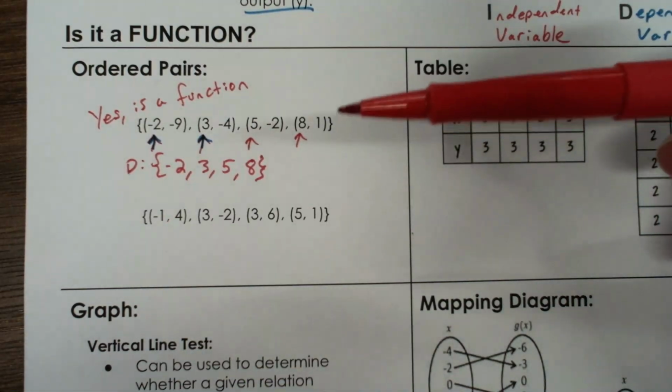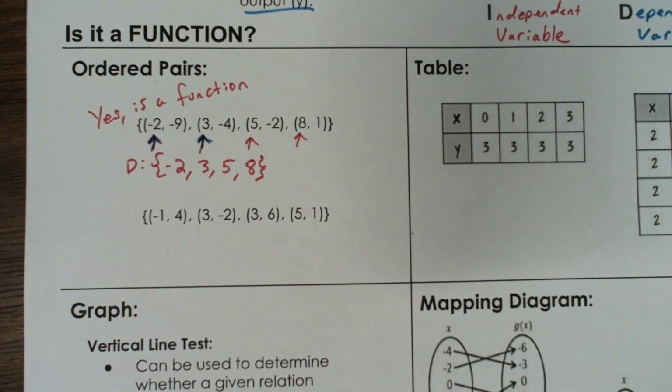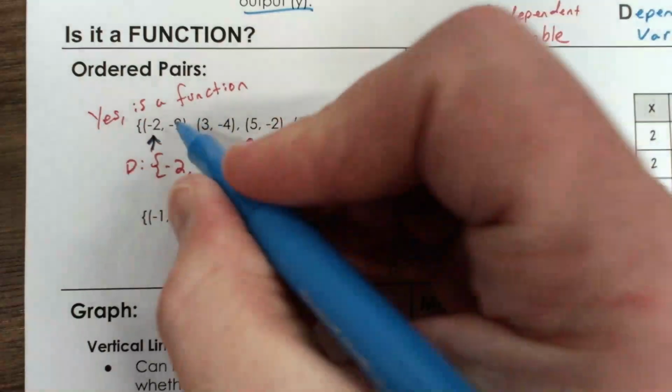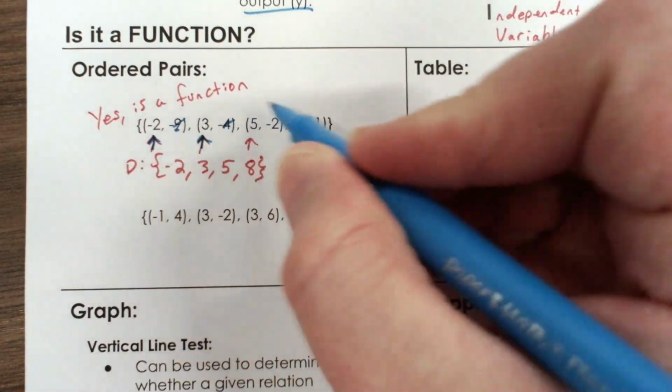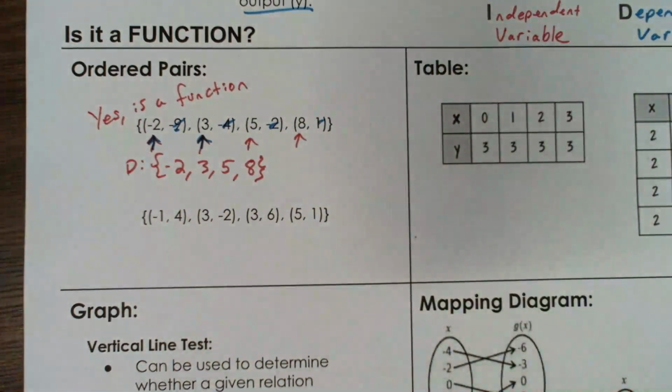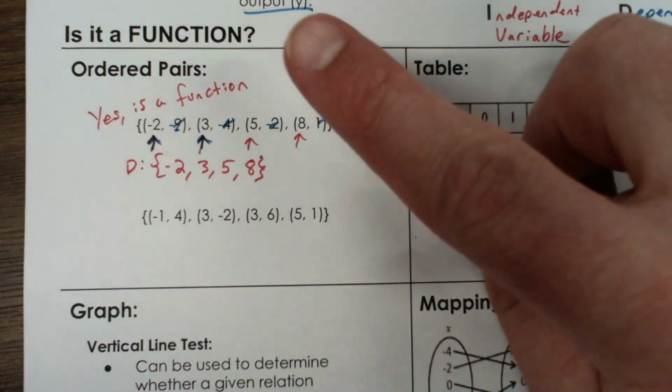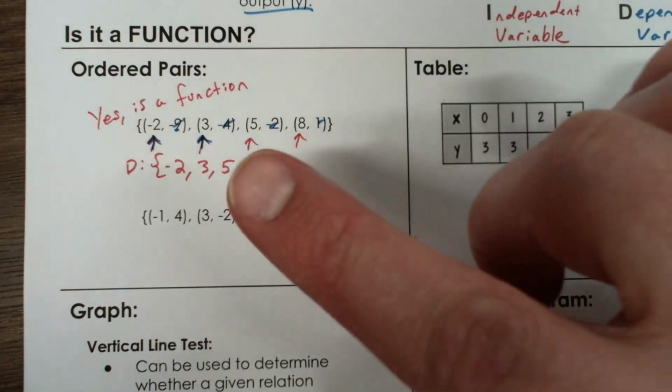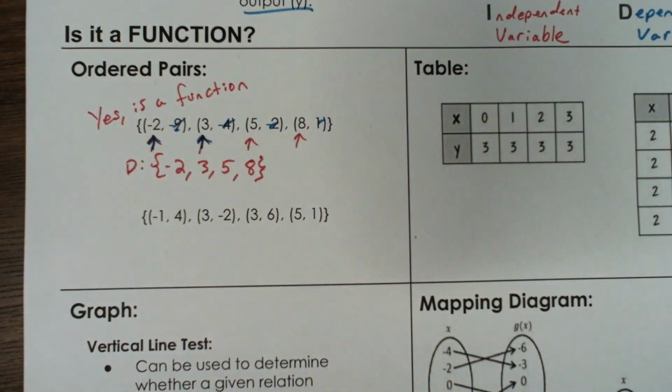If you notice, I didn't even bother looking at our y values. I do not care about these values. They can repeat, they can be different. That is not how we determine if it's a function. If we're determining that it's a function, we are only concerned about the domain values.